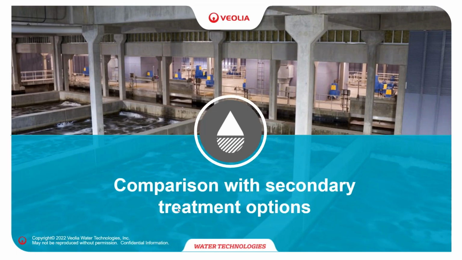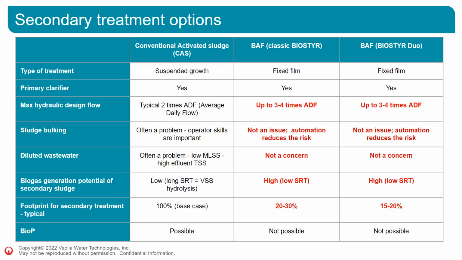So now a comparison with other secondary treatment options. This is a big table. We'll go with the highlights. So we're comparing the conventional activated sludge with Biostyr and Biostyr DUO. In all cases, this is biological treatment requiring primary treatment. One of the big advantages of the Biostyr is it can take a higher hydraulic design flow. With the activated sludge, we talk about 2 times the average daily flow. With a Biostyr, we can go up to 3 to 4 times. This is going with the diluted wastewater.